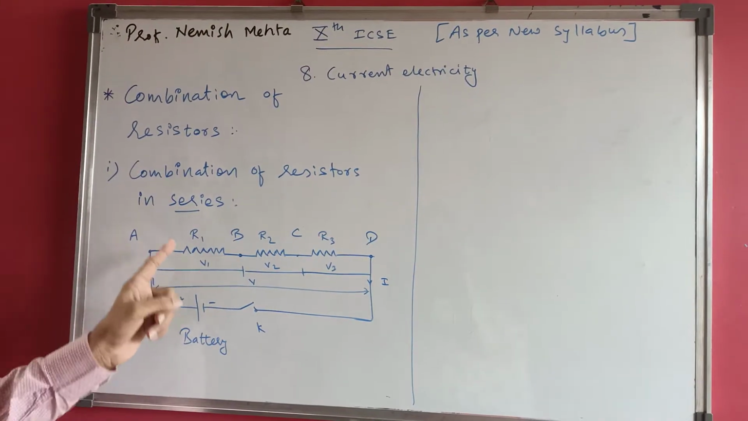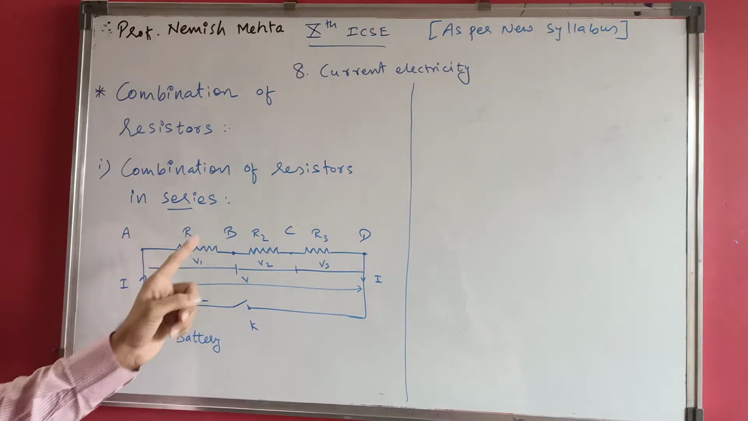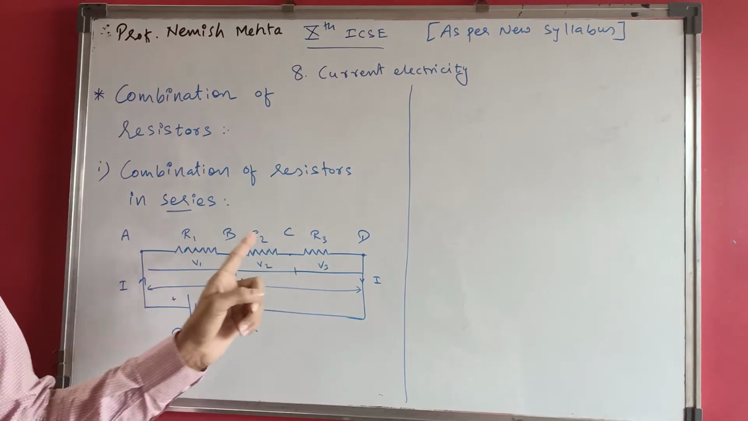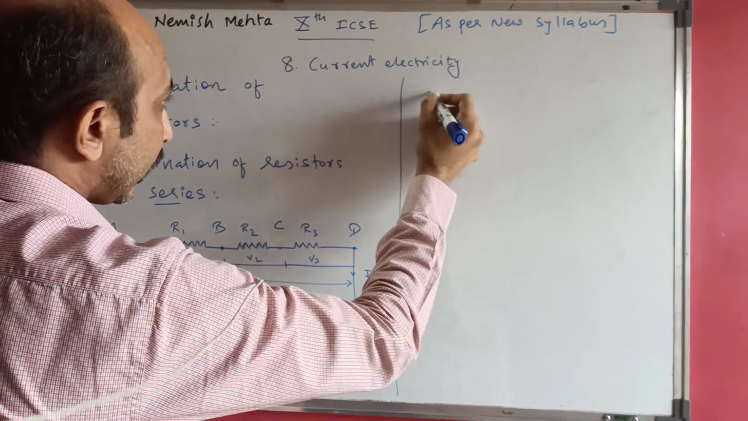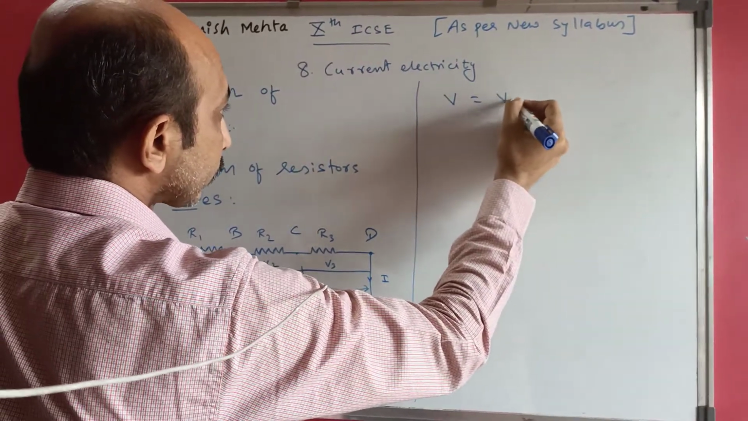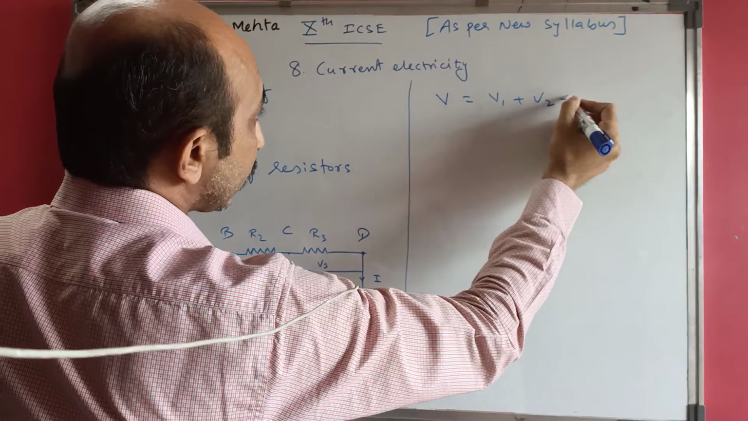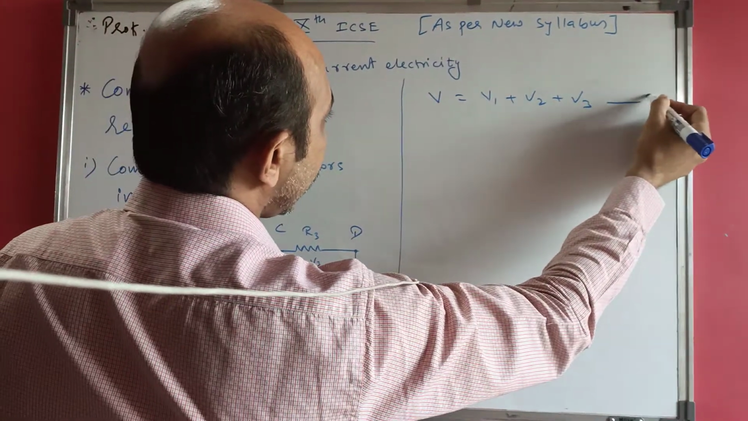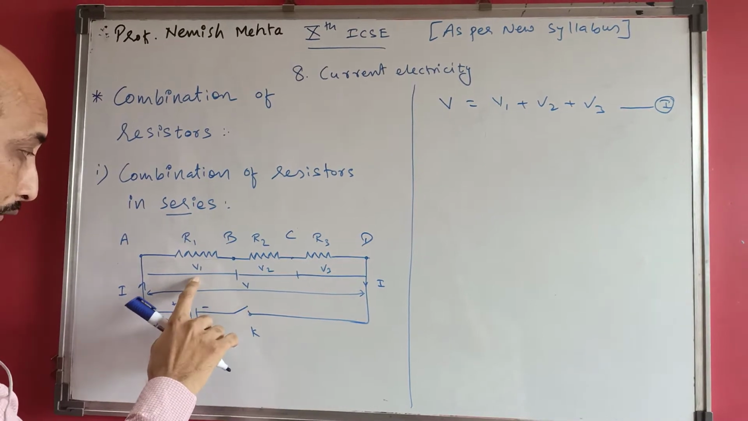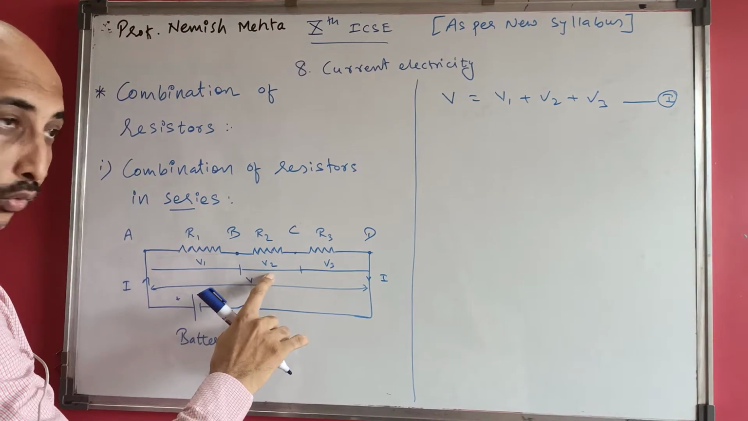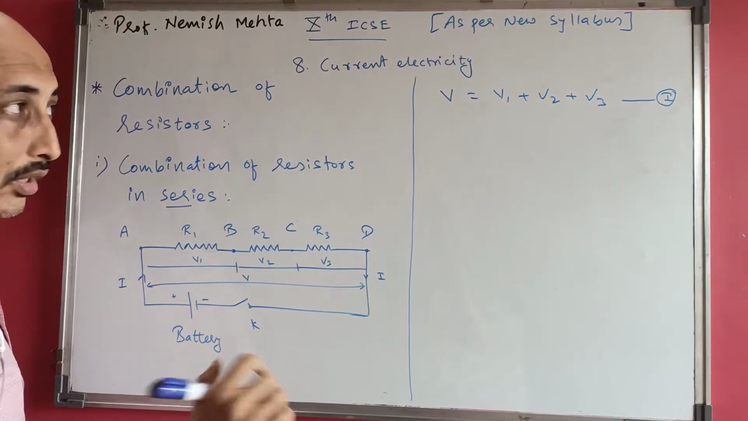So here the potential difference between A and B is V1, between B and C is V2, and between C and D is V3. So we can say from the figure V is equal to V1 plus V2 plus V3. This is my equation number 1. V is equal to V1 plus V2 plus V3. Isn't it?